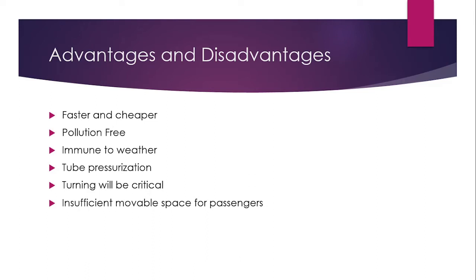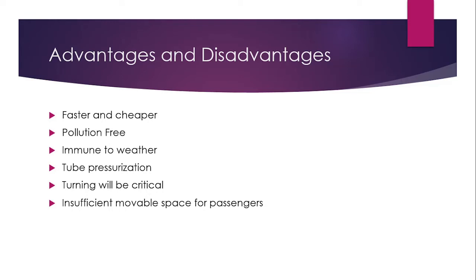The main advantages and disadvantages of Hyperloop. The main advantage is it is very fast and also cheap. The second advantage is the pollution will be very less. Compared to road transportation and other transportation systems, we are not using any fossil fuels in this Hyperloop. So pollution will be comparatively negligible or very less.